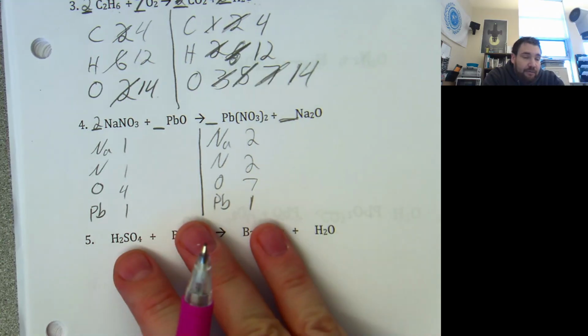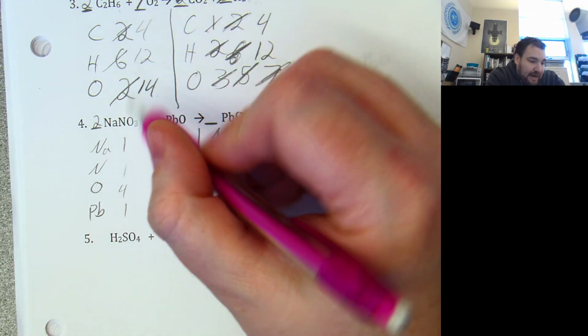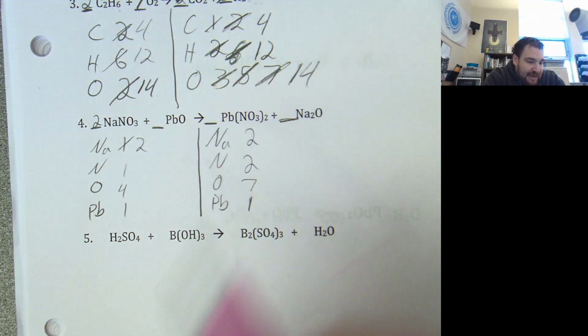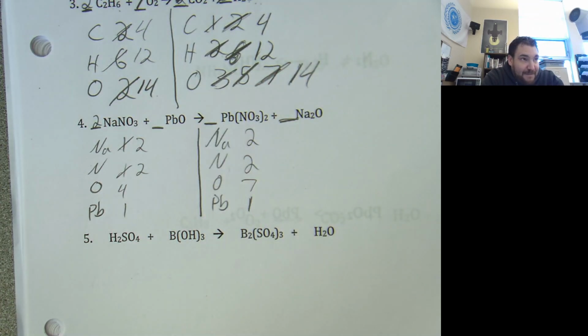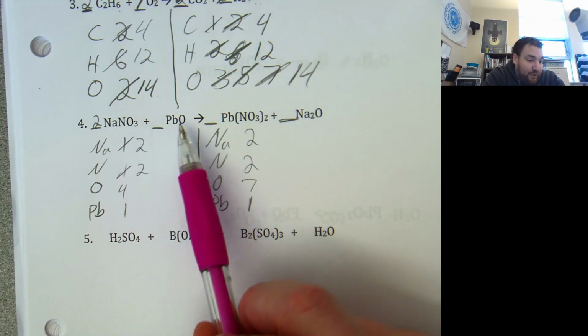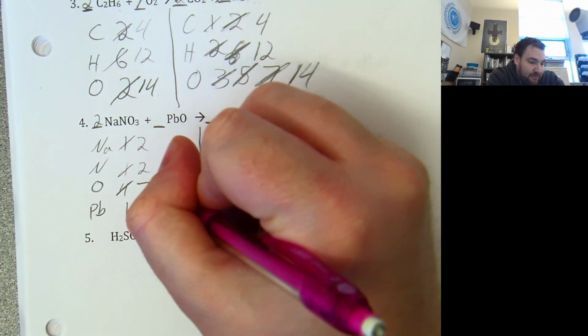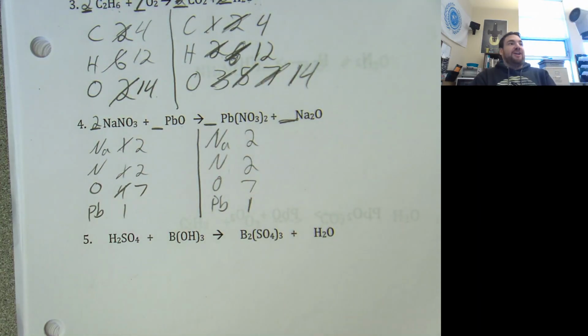And now we recount. I now have 2 sodiums. How many nitrogens do I have? 2. How many oxygens do I have? I got 7. 2 times 3 is 6, plus the 1 over here is 7. And oh, wouldn't you look? It's done. Isn't it magical? It's nice when they work out so easy.